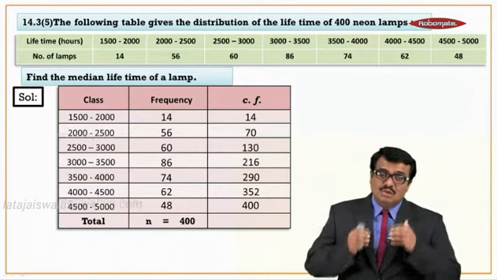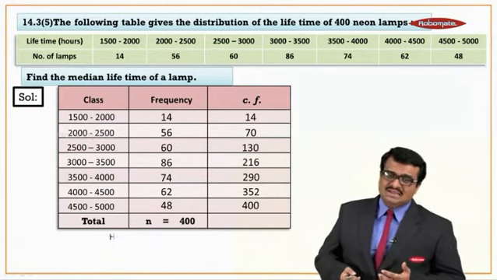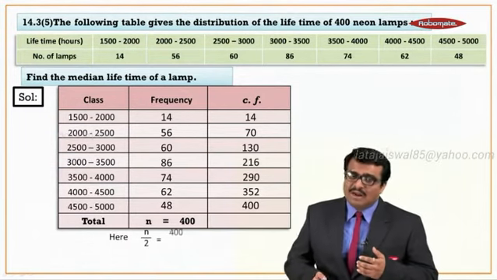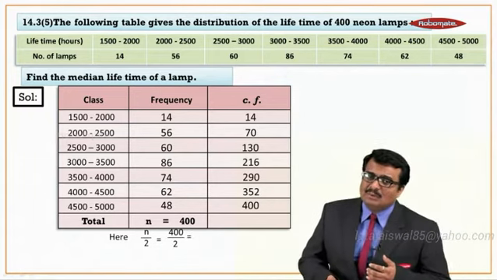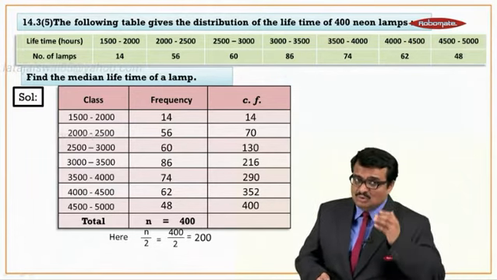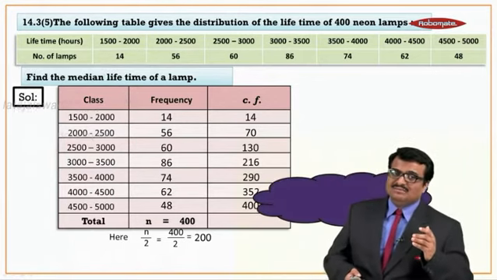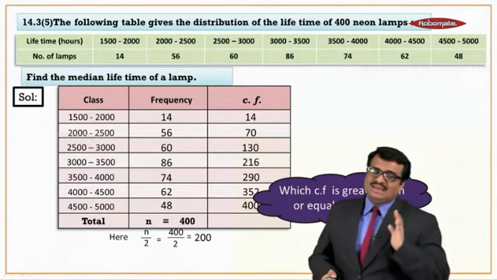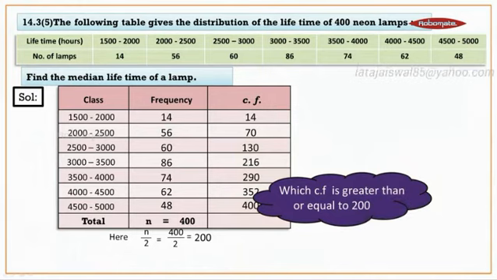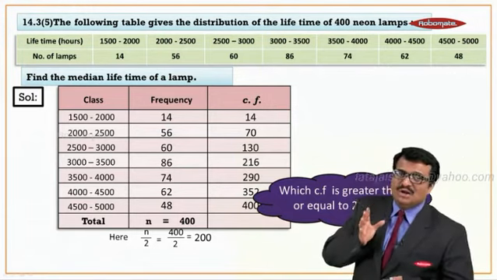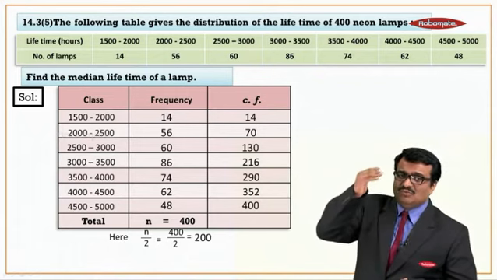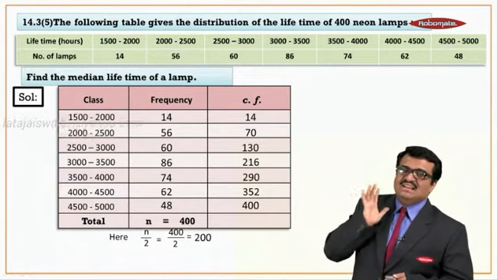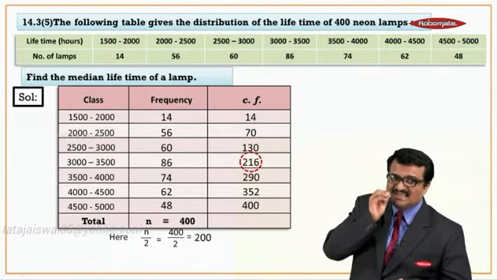Now our job is to locate the median class. How to locate the median class? This n upon 2 is nothing but 400 upon 2. 400 upon 2 is how much? 200. Now this n upon 2's value we got as 200. You will check which CF is greater than or equal to this 200 in the CF column, the third column. First is 14, 70, 130, 216. This 216 is just greater than 200.